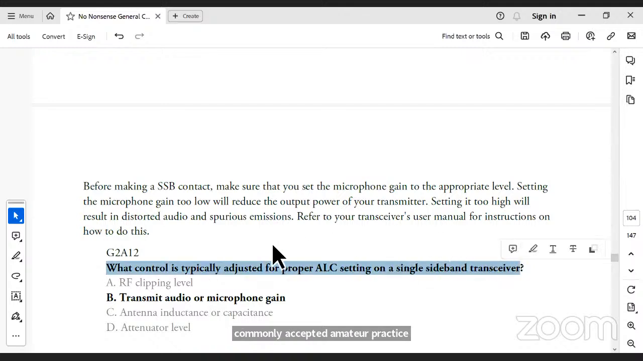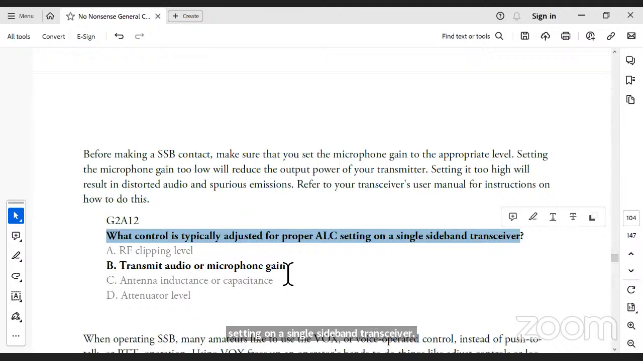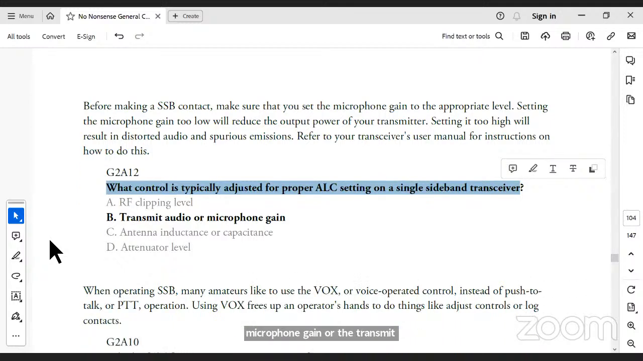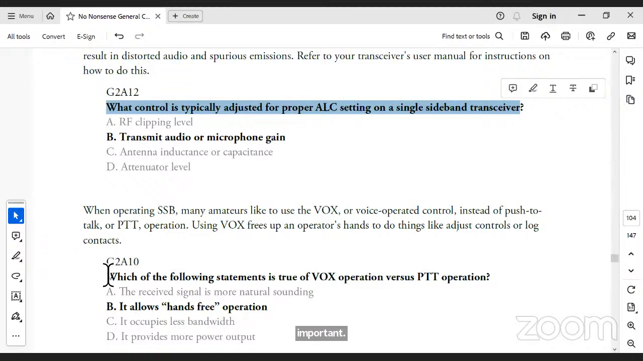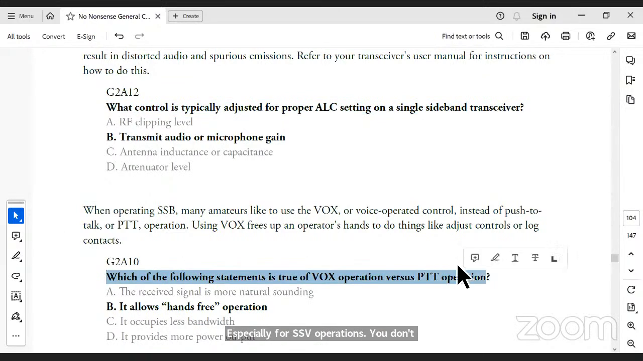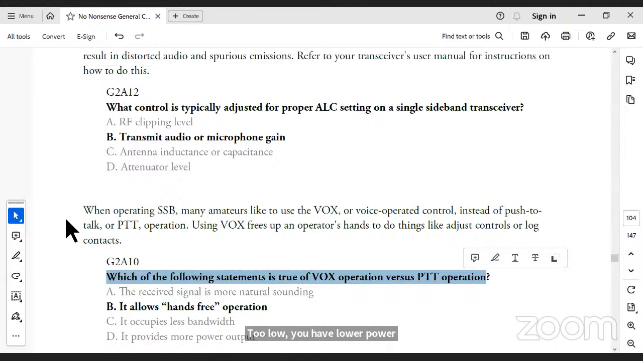Okay, what control is typically adjusted for proper ALC, automatic level control setting on a single sideband transceiver? It is the microphone gain or the transmit audio setting. Very important, especially for SSB operations. You don't want to have it too high, you don't want to have it too low. Too low, you'll have lower power output. Too high, you may distort your transmission.